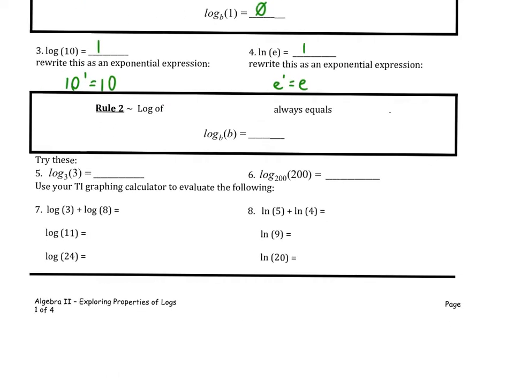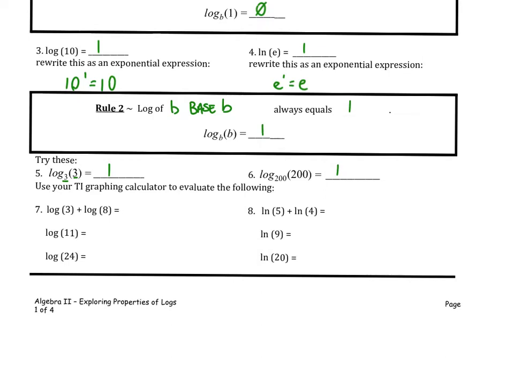Next rule, log base b of b always equals 1. So if your base and what you're taking the log of are the same, then that will always equal 1. On your calculator, plug these in and see what you get. I have the base and the component the same, so I know it's going to equal 1. Number 6, it's also 1 because it's base 200. My solution is 200, so my exponent has to be 1.